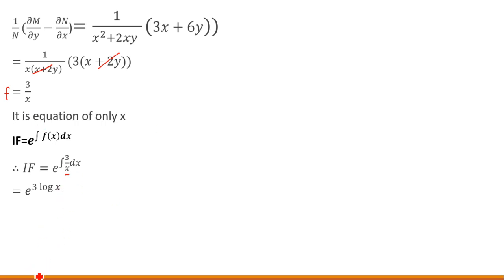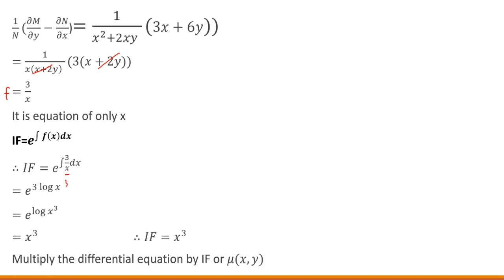I guess you have done this in class 12, the integration chapter. So here this is 3 log x. Now we can simply write it as log x cubed, right? So these are log properties. Now they both being inverse to each other, like exponential is anti-log, they cancel each other, and we have got our integrating factor as x cubed.